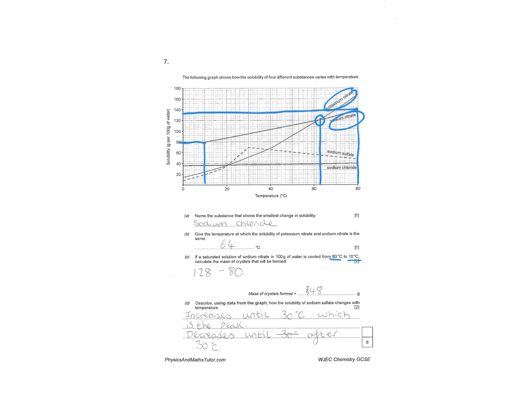Describe using the data from the graph how the solubility of sodium sulfate changes with temperature. Okay, so sodium sulfate, look for it. It increases until 30 degrees. That's 30 degrees there. And then it decreases after 30 degrees. So you're just describing what you see in the graph, but make sure you're using key buzzwords like increases and decreases, and pointing out at what temperatures it increases and decreases.